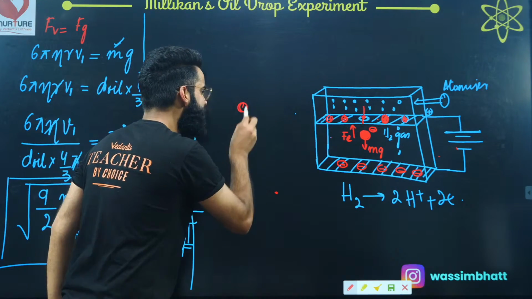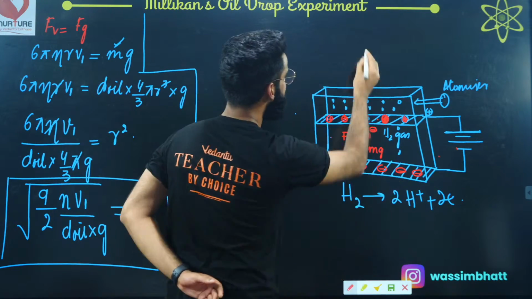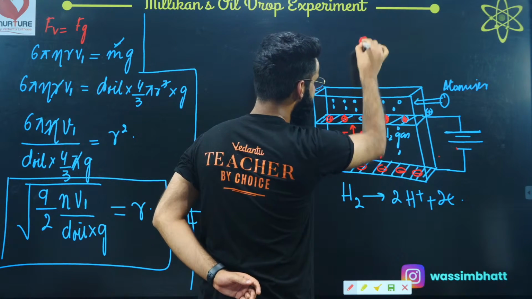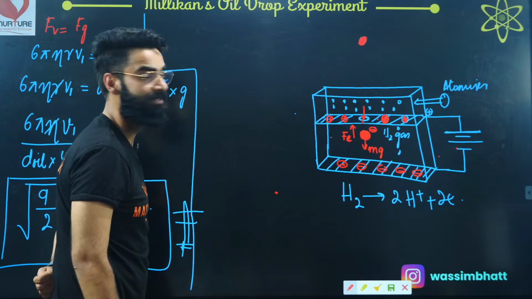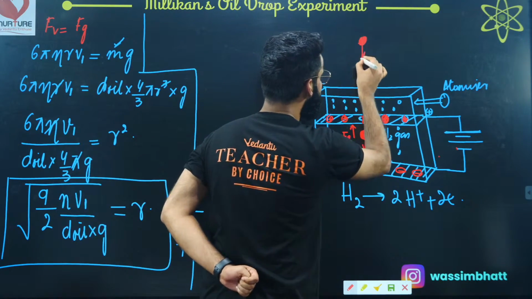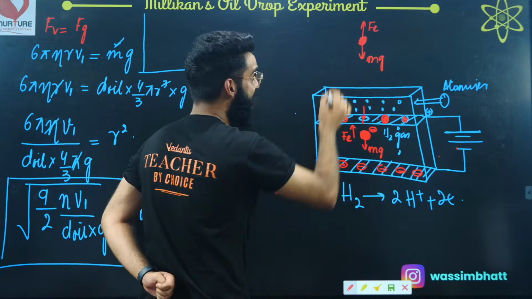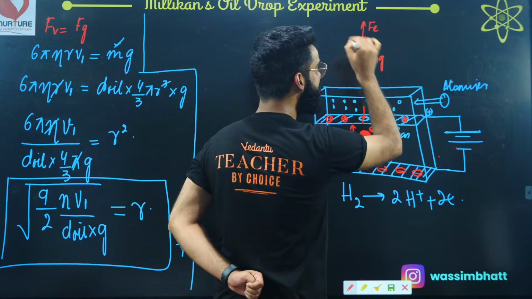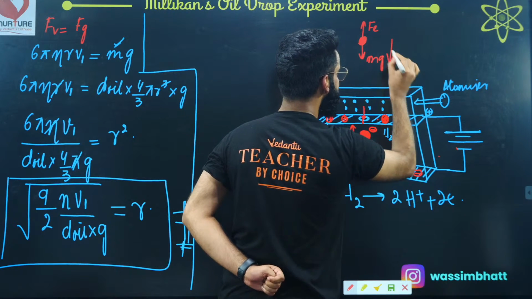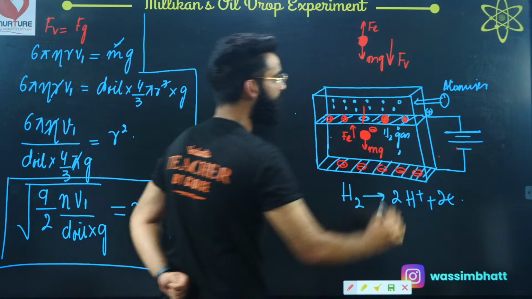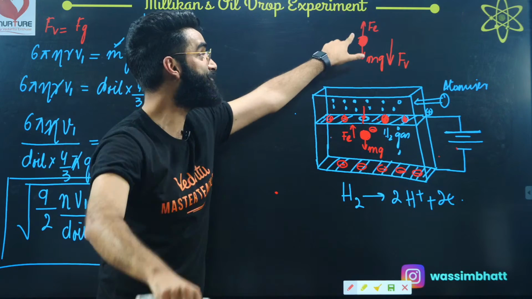When the oil droplet, in the presence of an electric field, starts going upwards, how many forces will it experience? One force will be mg in the downward direction. Another force will be the electrical force in the upward direction. And I'm assuming the particle is moving upwards. If the particle is moving upwards, there will be a viscous force opposite to the direction of movement of this oil droplet, in the downward direction. So there are three forces being experienced by this oil droplet.